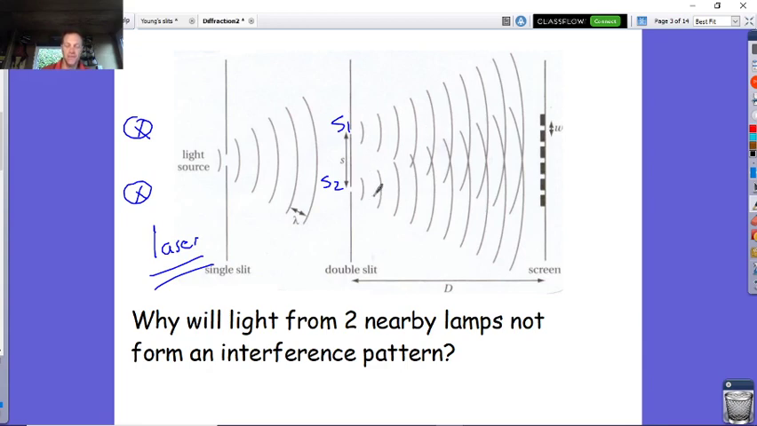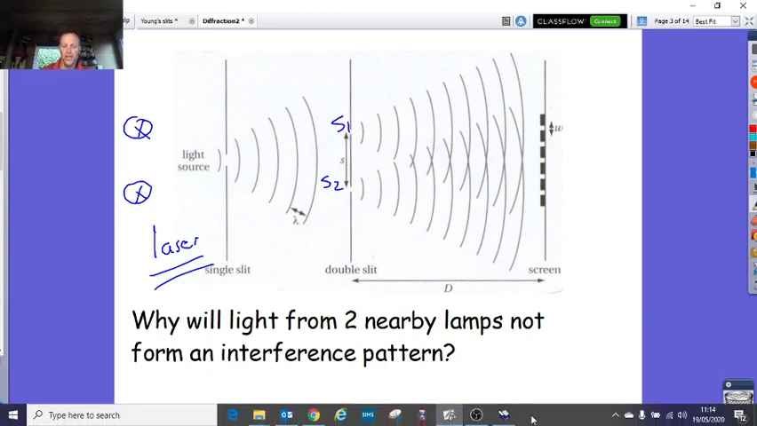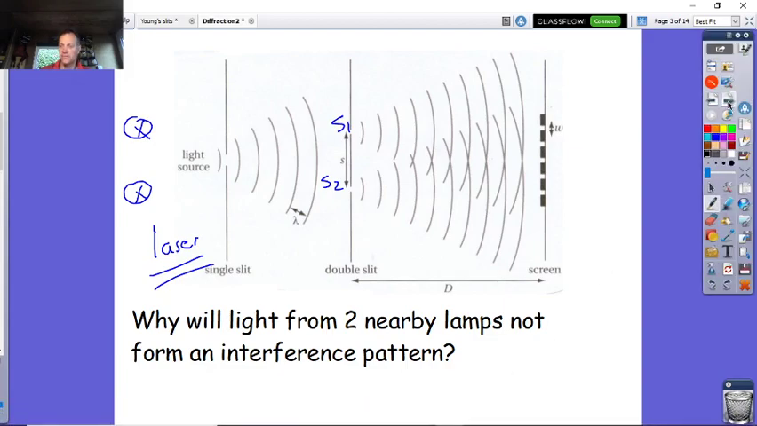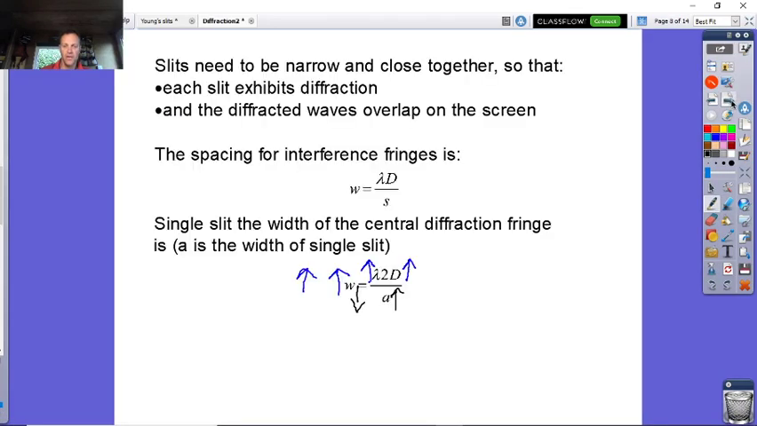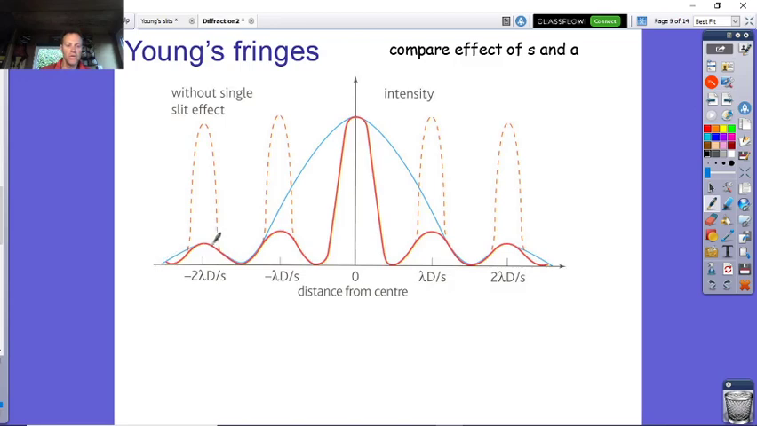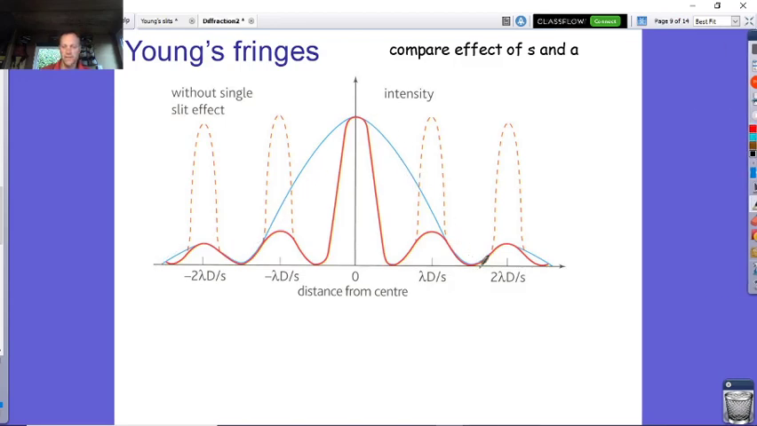overlapping the interference pattern. In other words, what this is trying to show you is the blue is the single slit diffraction pattern. We call it an envelope. In other words, it goes up and down, where this is going to be 2W and that's going to be W. Now, if you didn't have the single slit diffraction envelope, Young's slits will look like this.